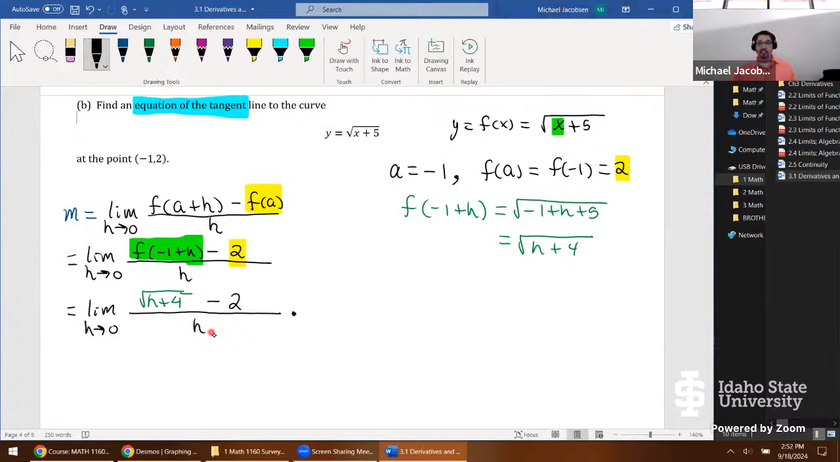To cancel that h, we need the conjugate. By conjugate, what we mean is we take the thing in the numerator, we write it out again, but we interchange the sign, whatever it is, to the opposite sign. So negative there means we'll go positive. So we'll have root h plus 4 plus 2 divided by the root of h plus 4 plus 2. Now we have to expand all this out.